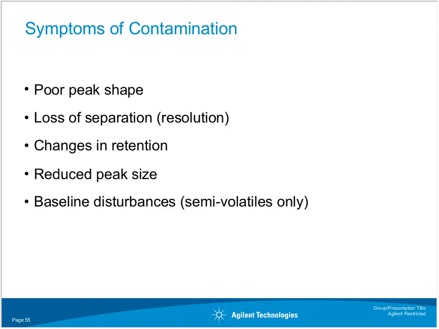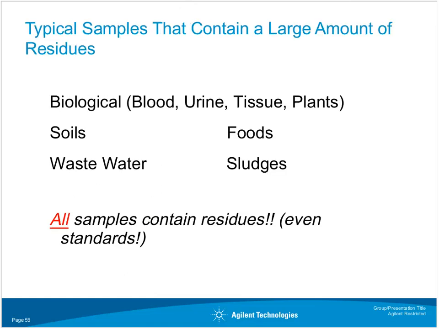Some of the symptoms that you'll see, again, like we did with liners: poor peak shape, loss of resolution, change in retention, baseline disturbances. Again, this could be just buildup of material on the column that starts waving through there. And I apologize, I'm speeding up because I see we're just about out of time. Typical samples that contain a large amount of residues, biological samples, I would say, are probably the most problematic.